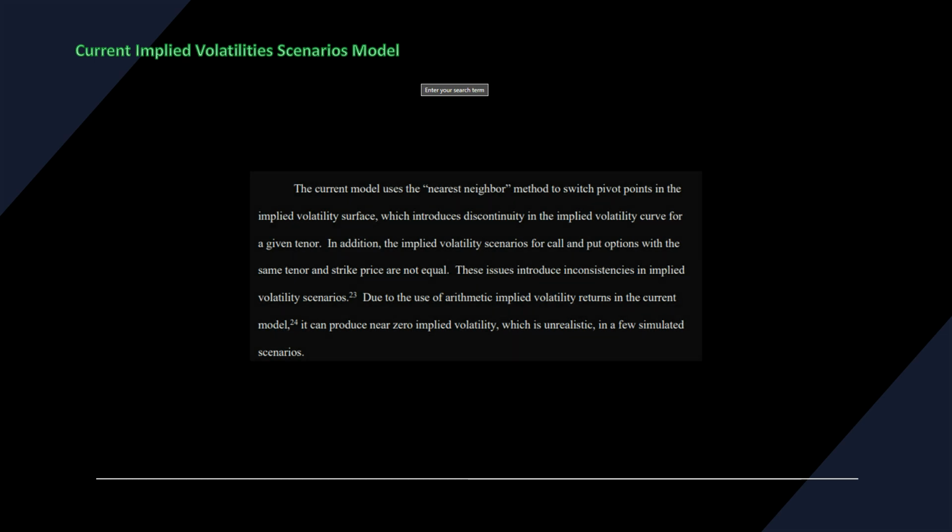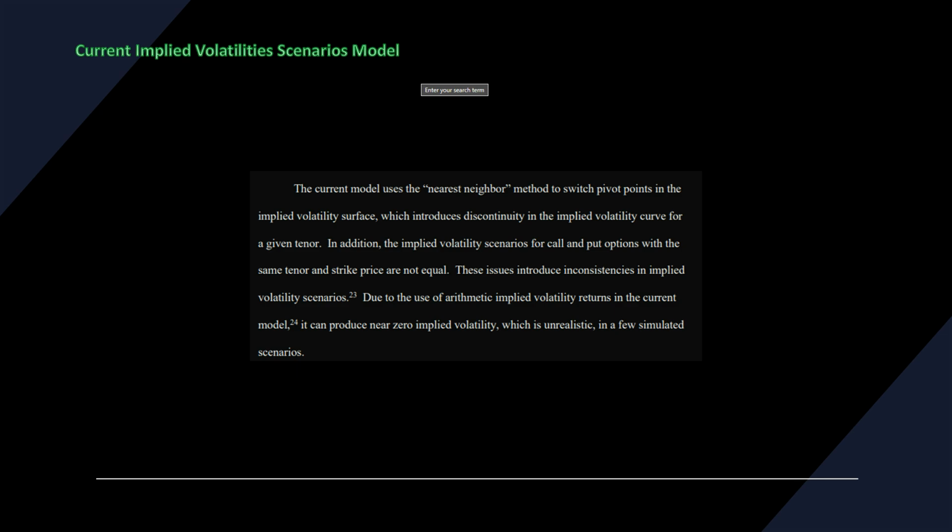The current model uses the nearest neighbor method to switch pivot points in the implied volatility surface, which introduces discontinuity in the implied volatility curve for a given tenor. In addition, the implied volatility scenarios for call and put options with the same tenor and strike price are not equal. These issues introduce inconsistencies in implied volatility scenarios. Due to the use of arithmetic implied volatility returns in the current model, it can produce near zero implied volatility, which we have seen. We've caught this. So now you see they are writing fixes for what we've seen.